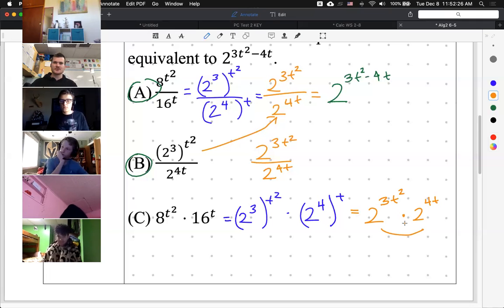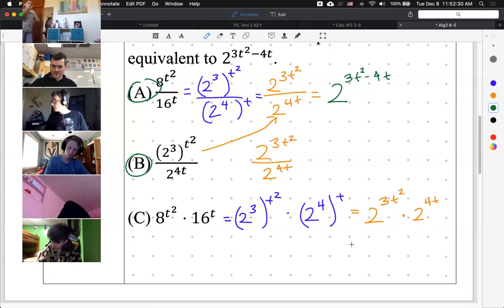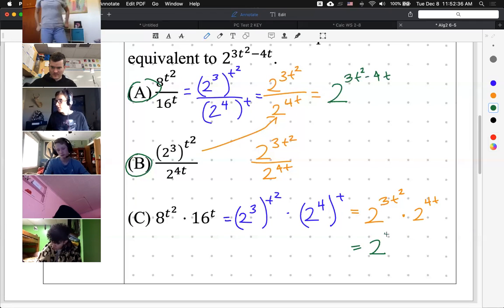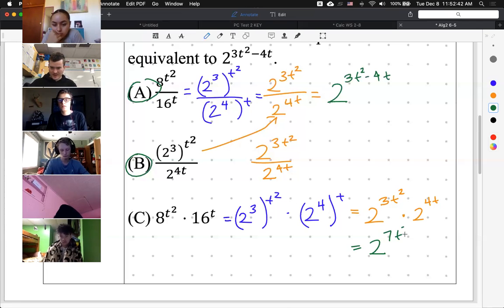And then our final step, what do I do now that I'm multiplying bases? What am I doing with those exponents? Andres? You add the exponents and you'll get 2 to the power of 7t squared, right? Ooh. 7t squared is a little bit off, but why? Why, Andres?